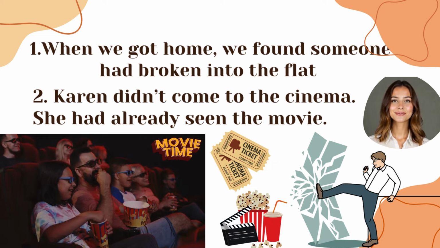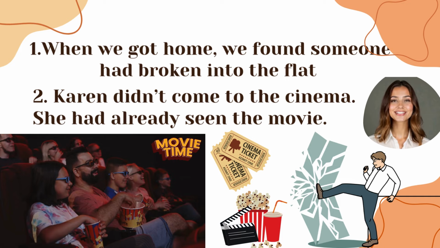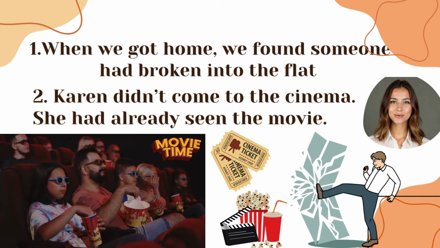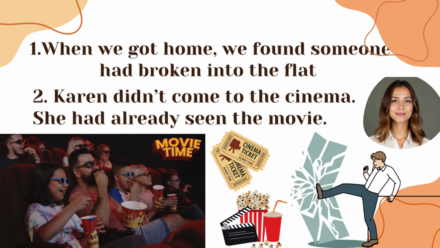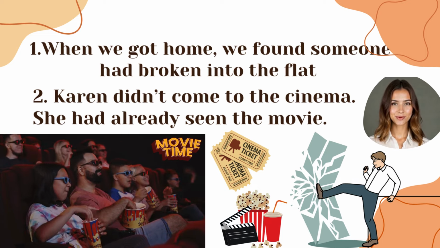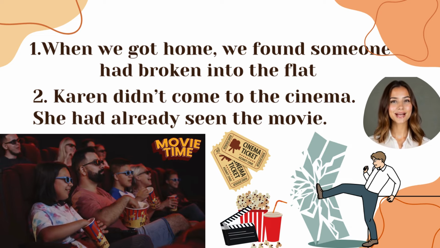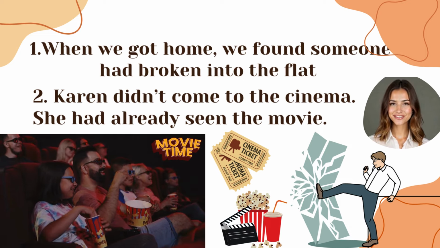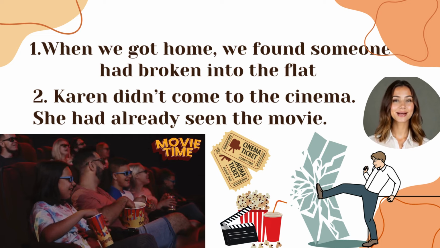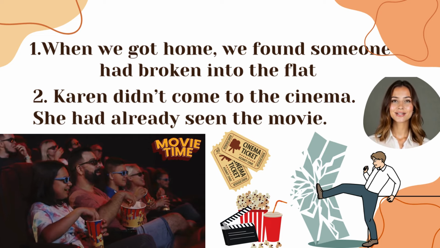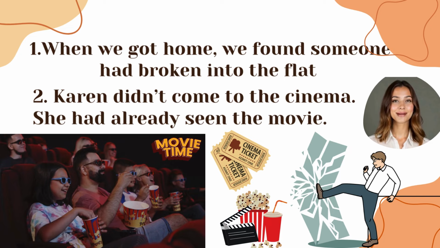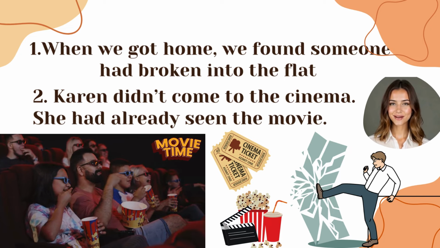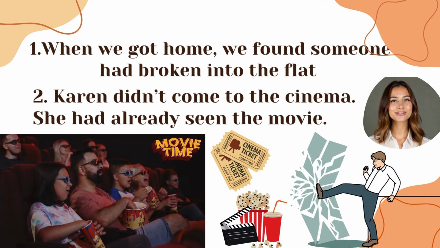Let's learn. Next sentence is Karen didn't come to the cinema. She had already seen the movie. Two actions happen here. Didn't come to the cinema, past simple. Had already seen the movie, past perfect. What happened first? First, Karen saw the movie. Past perfect, had seen. Later there was an invitation to go to the cinema, but she didn't come. Past simple, didn't come.